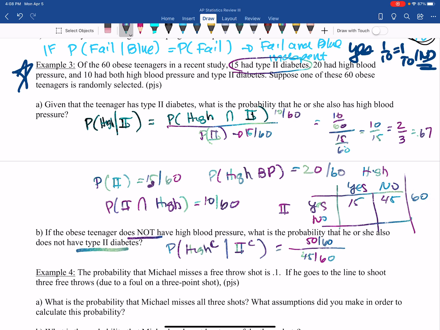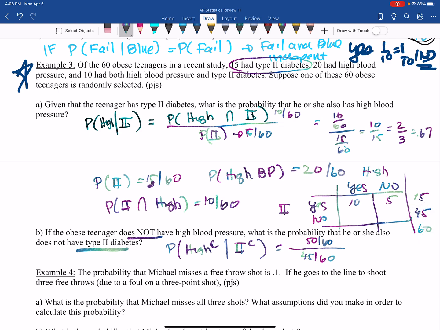And those that have both was my 10. Oops, that's yes. Nope. Try that again. Okay, so this is 10, and that's 15. There we go. Now that's better. Okay, because I have 10 that have both, and I have 60 total, so that's going to be 45 there.